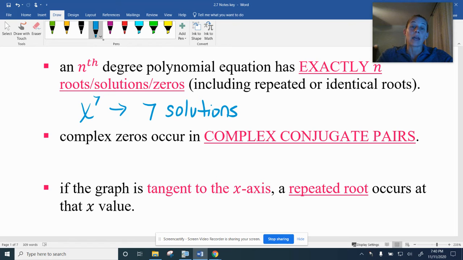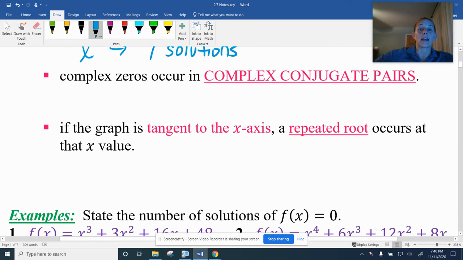But just remember that if you do have any imaginary numbers in your set of solutions, they have to come in a pair. So you could have 2 imaginary, for example, and 5 real number solutions. Or you could have 4 imaginary and 3 real solutions. Or you could have 6 imaginary and 1 real solution. Or, of course, you could have all 7 be real, but any of those imaginaries would have to come in that pair.